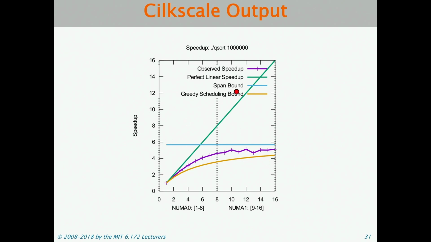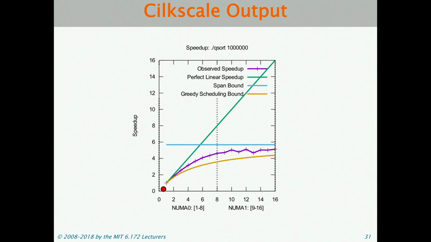The blue line here is the line that you get from the span law. So this is T1 over T infinity. And here, this gives us a bound of about 6 for the parallelism. The green line is the bound from the work law. So this is just a linear line with a slope of 1. It says that on P processors, you can't get more than a factor of P speedup. So therefore, the maximum speedup you can get has to be below the green line and below the blue line. So you're in this lower right quadrant of the plot.